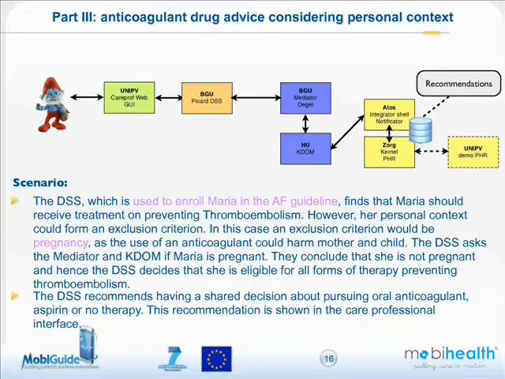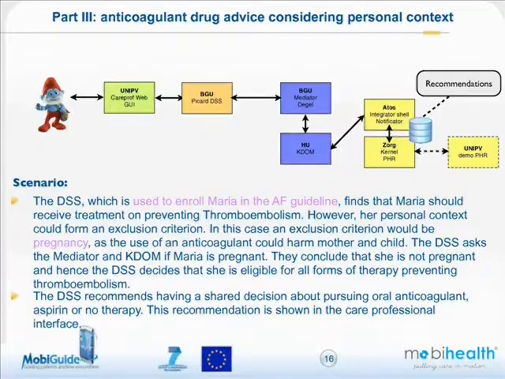So now the EMR was picked up, filled into the database, I will show later. We'll send to Picard and send to our BAN backend and then send to the mobile. So here you see now that we have a patient, Maria Taylor, with some kind of demographic data. The DSS, which is used to enroll Maria in the AF guideline, finds that Maria should be having some anticoagulant therapy. However, it might be that her personal context could form an exclusion criteria. In this case, if she is pregnant, yes or no. We are going to look at the previous records in the system.